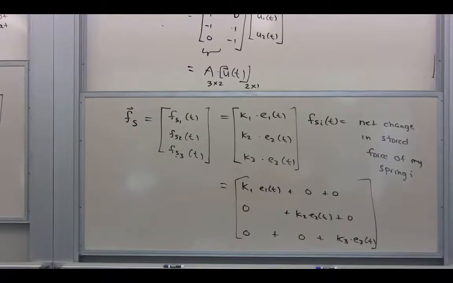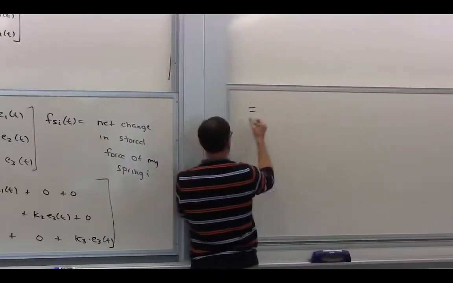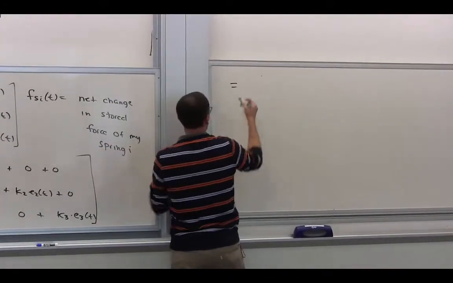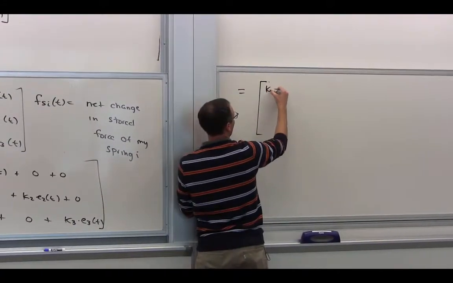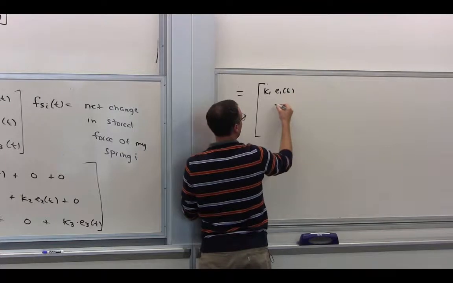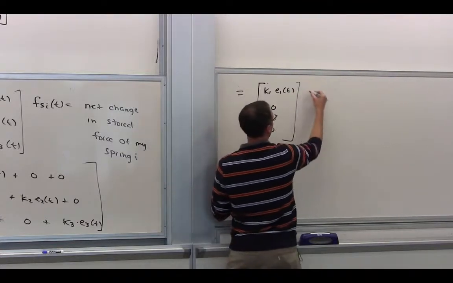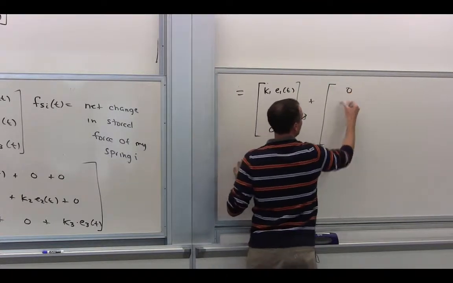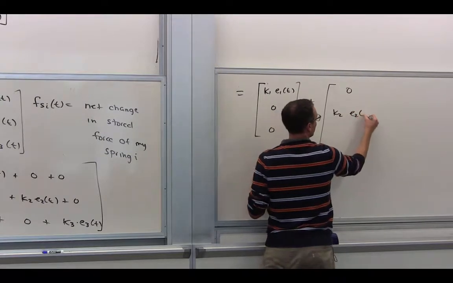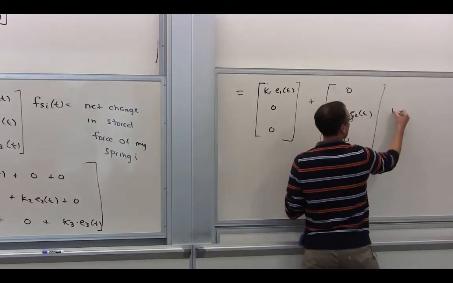Anybody see a linear combination of inner products? I mean, excuse me. I don't know if you want to do this by inner product or you want to do it by linear combination. Do you have a preference? Let's do it by linear combination. That's awesome. The first vector, let's go ahead and pick off the first vector there. Here I've got k1 e1 of t, 0, 0. Plus what? 0, k2 e2 of t, 0. What's the last vector?